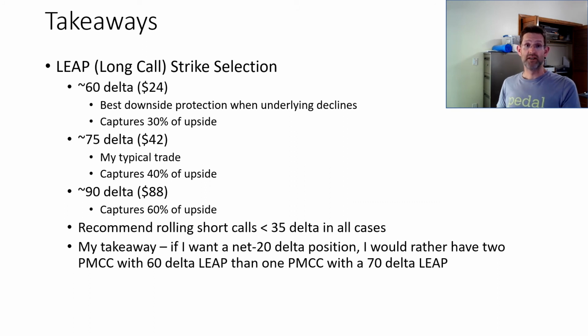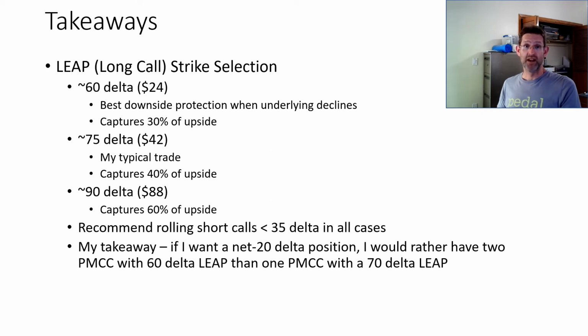All right, so takeaways on how to select the strike of your LEAP in the poor man's covered call. I tested 3 cases: 60, 75, and 90 delta. The 90 delta LEAP was almost 4 times more expensive than the 60 delta LEAP, but only captured 2 times as much available upside as the 60 delta LEAP when the SPY increased. And the 60 delta LEAP appears to offer slightly superior downside protection relative to the 75 or 90 delta cases.